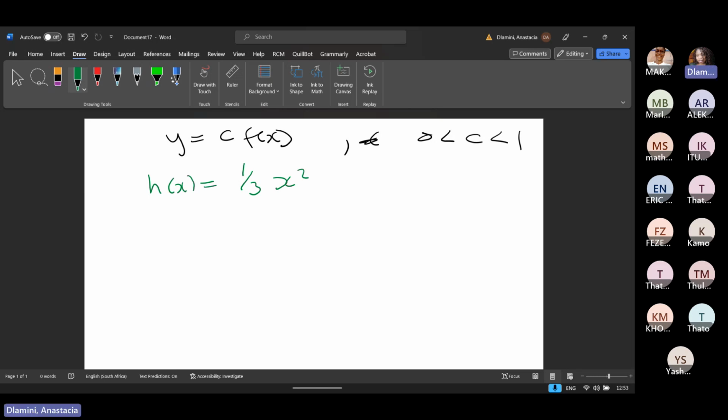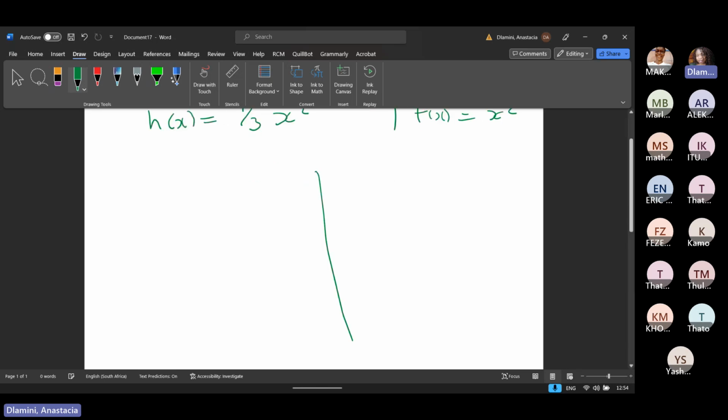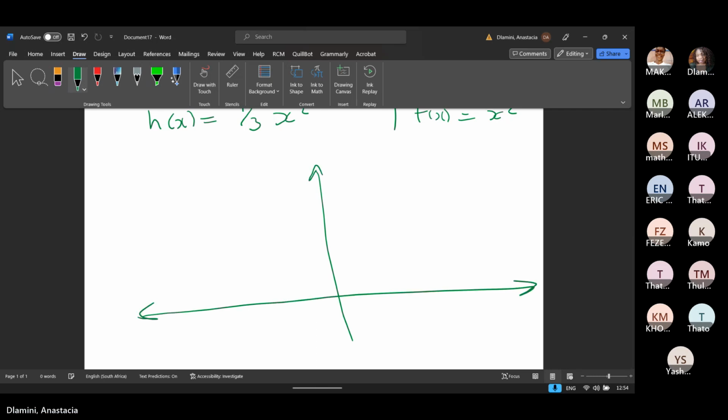Now we know that the first part where we have to start is always on the mother function or parent function. So our parent function is f of x is equal to x squared. So let's draw that. So this will be x squared, right?